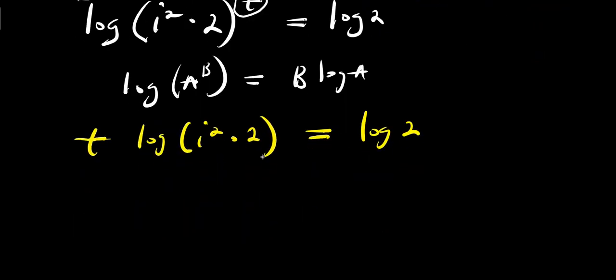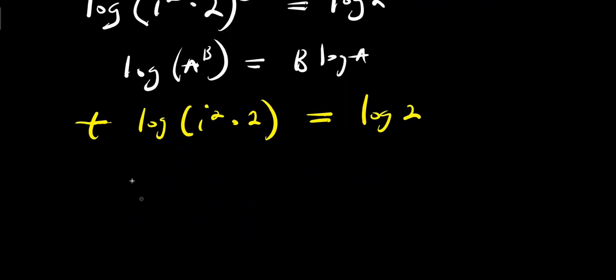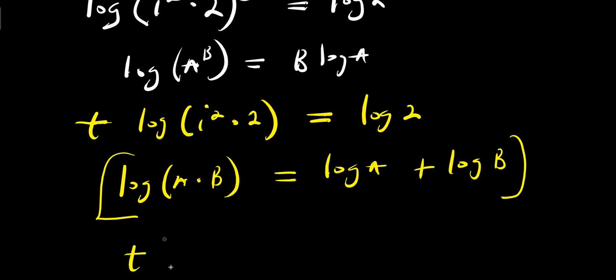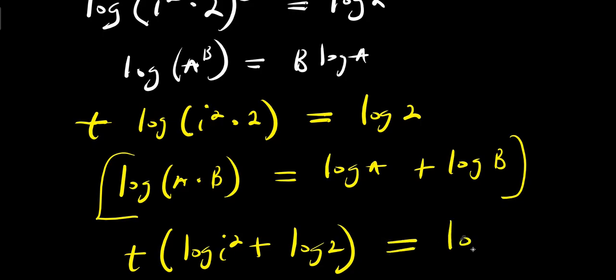Now the next step is to apply this other logarithm property. We have log of a times b, and this equals log a plus log b. So what we are going to have here is t times (log i^2 plus log 2), and this equals log 2. We just applied this logarithm property because this is in the form of log of i^2 times 2. It becomes log i^2 plus log 2.